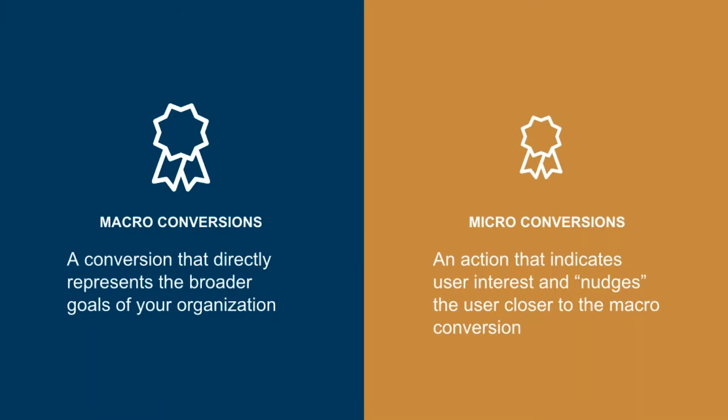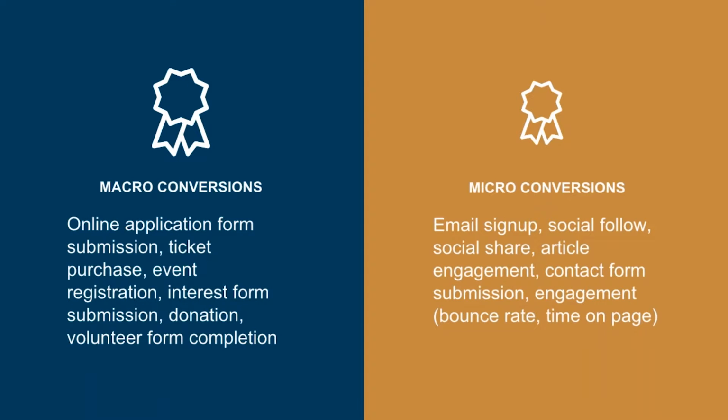So macro conversions are those big conversions on your site that directly relate to the broader goals of your organization. Clicking to enroll, clicking to apply, RSVPing, putting an interest form submission in, anything that gets that user or that potential student closer to you, to a recruiter or a representative from your college, is a macro conversion. Micro conversions are smaller indicators of nudging a visitor toward one of those macro conversions.